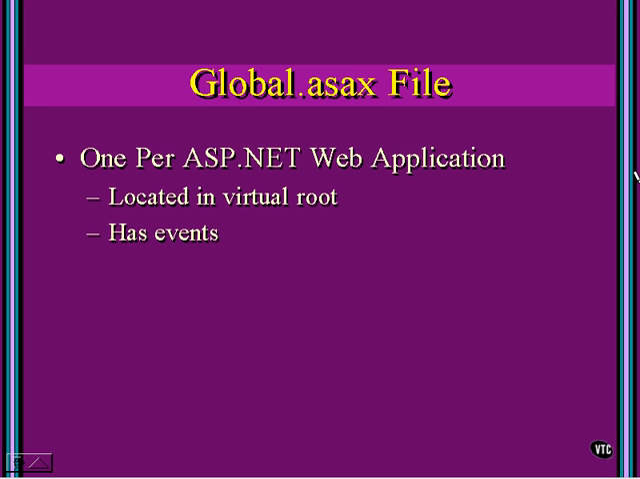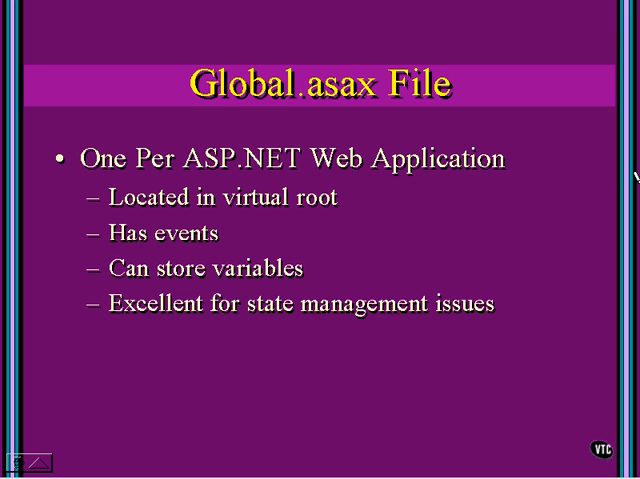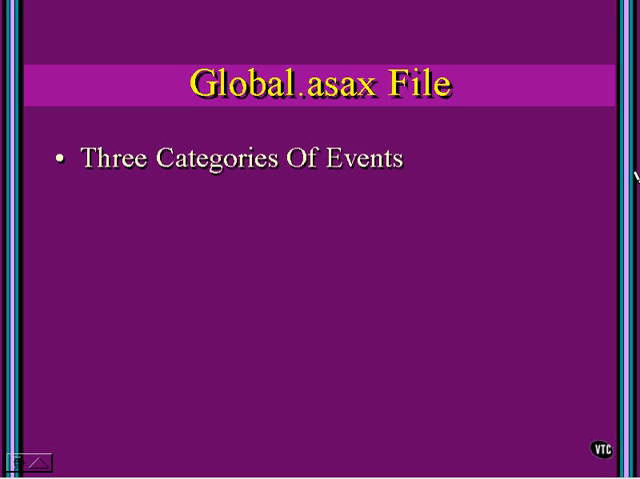It's located in the virtual root. One of the coolest things is it has events. We can store variables out there. And this thing is great for state management issues when we're trying to do things to maintain state and to store this information. Now, there are three categories of events that are fired in this Global.asax file.